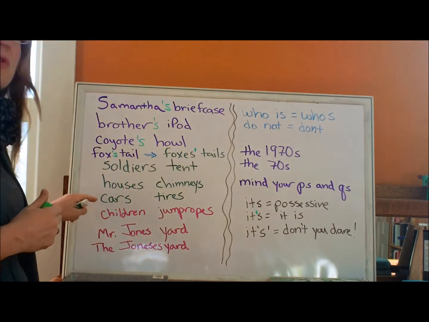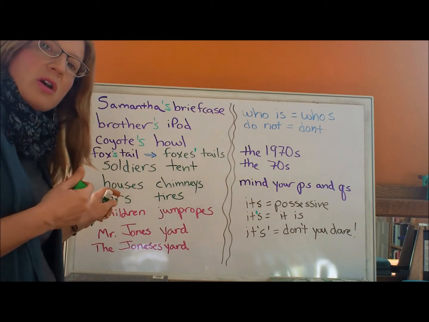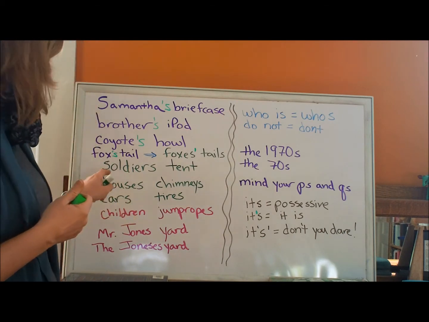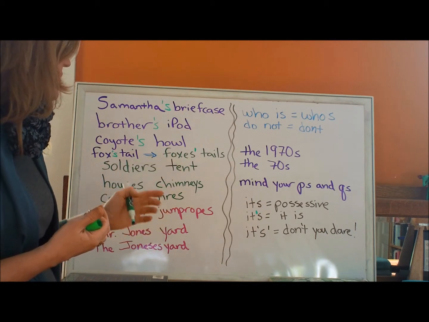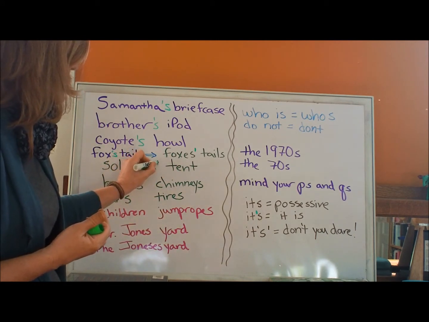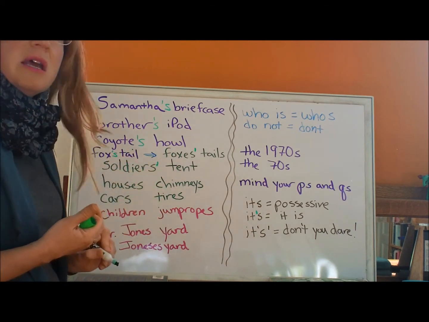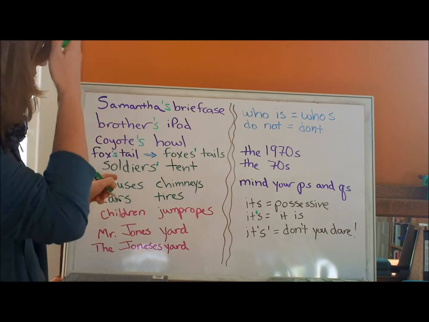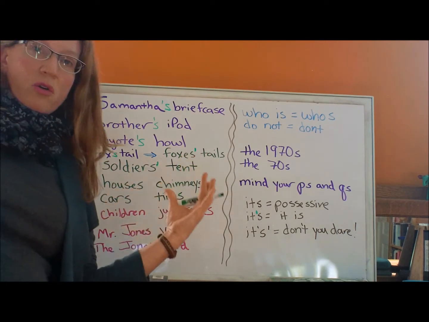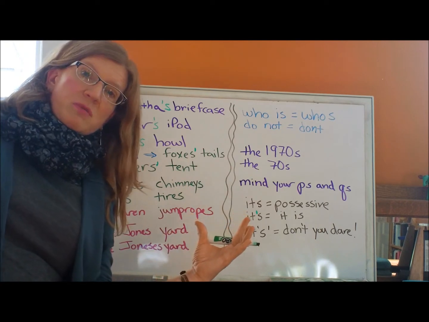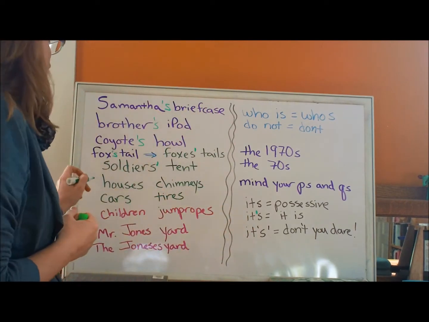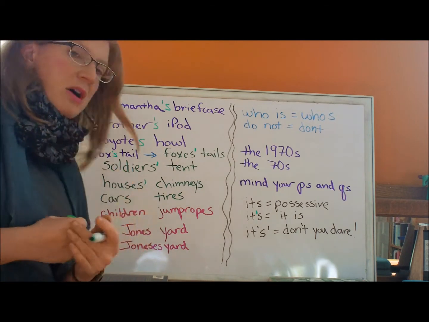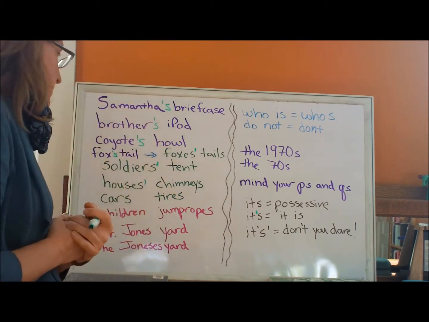Here's some other examples of plural nouns with possession. So we have soldiers, a whole bunch of soldiers, and they all stay in the same tent. The soldiers', apostrophe after the S, tent. Houses have chimneys. So we have a bunch of houses, a whole neighborhood. We're admiring their beautiful chimneys with small puffs of smoke coming out of them. The houses', put the apostrophe after the S, chimneys.